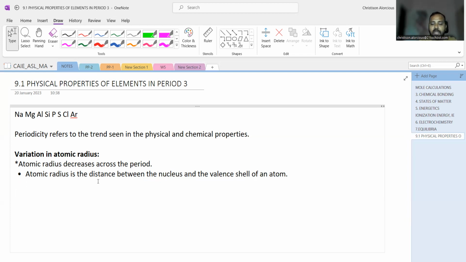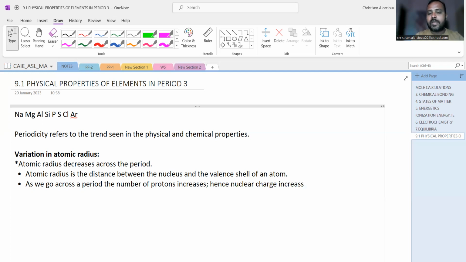You find that as we go across a period, the number of protons increases. As we go across a period, the number of protons increases. So the nucleus is going to become more and more positive. All right. So as you go across a period, the number of protons increases, hence nuclear charge increases.